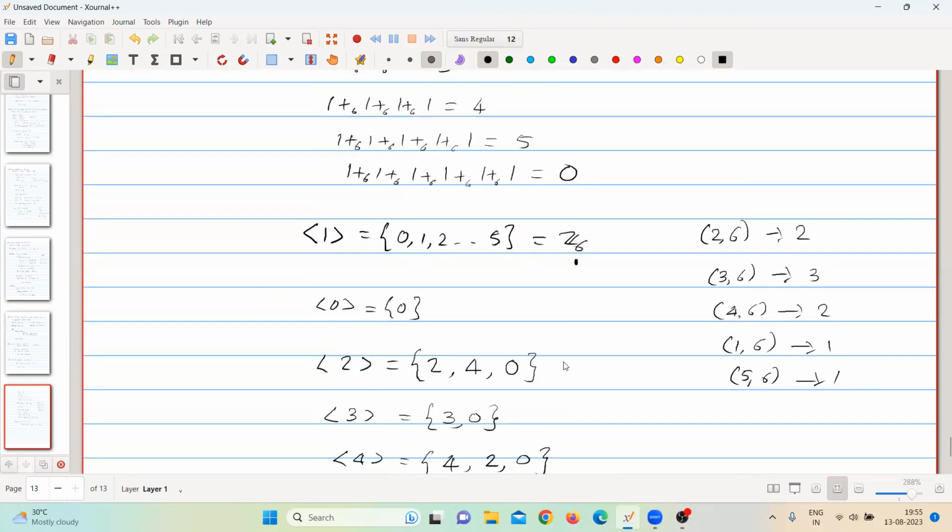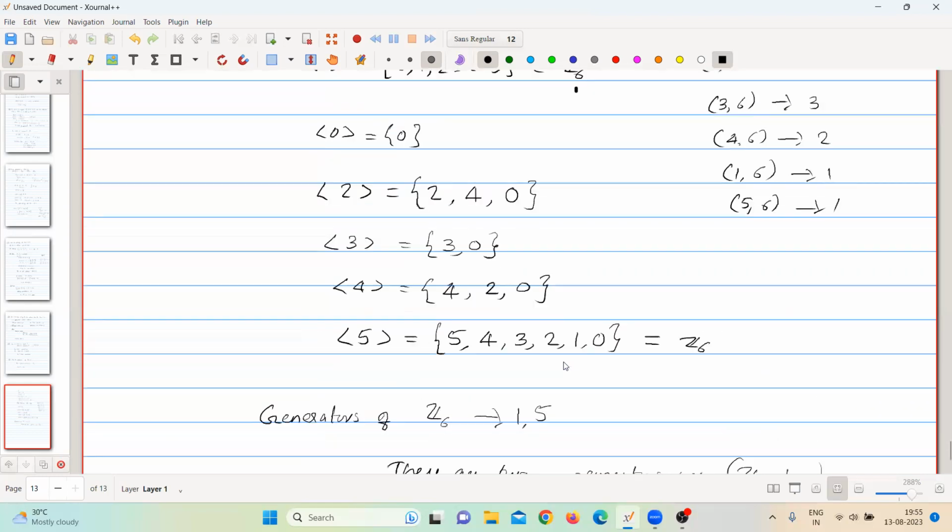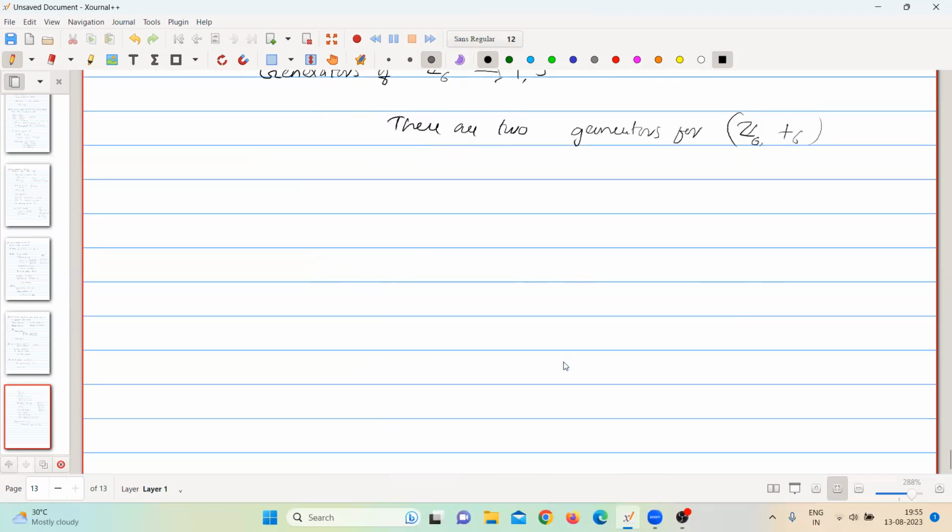Any doubt in this question? Anyone? If you have any doubt, you can ask the question. Okay, you can ask now. Madam, one more doubt, ma'am. Yeah, yeah. Madam, how to find out the distinct subgroups of a given group?